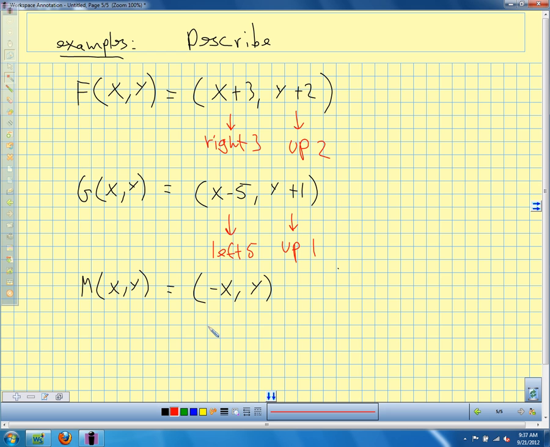Look at your notes. Reflect. Over which axis? They're switched when you reflect. So this is reflected over the y-axis. When I change the sign on the x coordinate, it means I reflect over the y-axis.